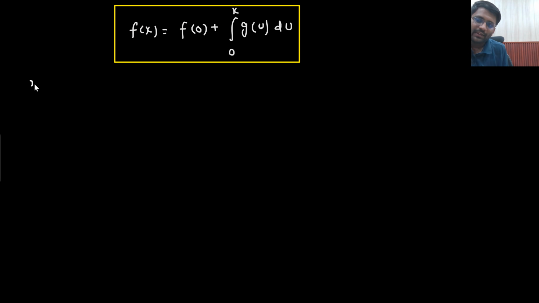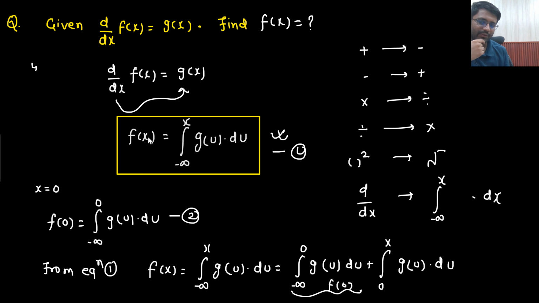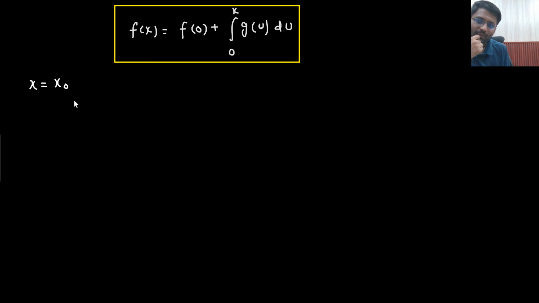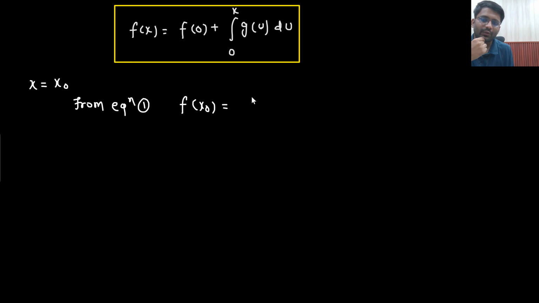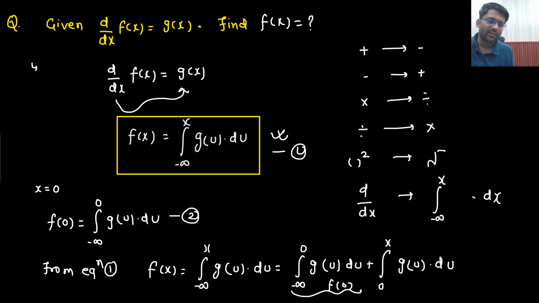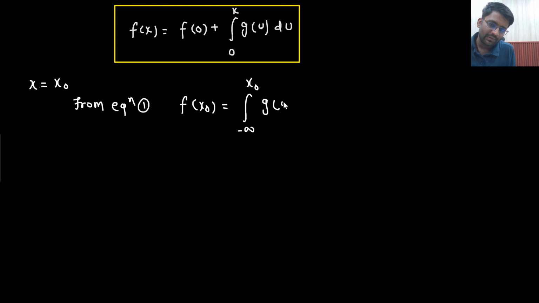Let's just say I put x equals x naught. From equation 1, if I put x equals x naught, in place of x I need to put x naught. So the integral from minus infinity to x naught of g of u du. Is that understandable to you? Let's just call it equation 3.